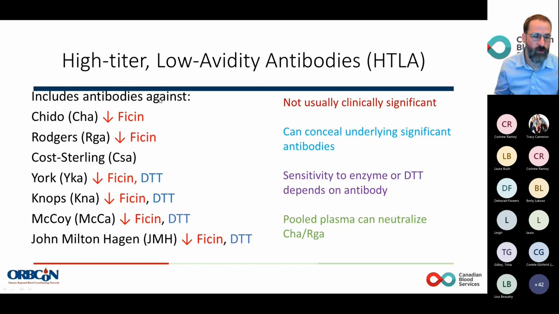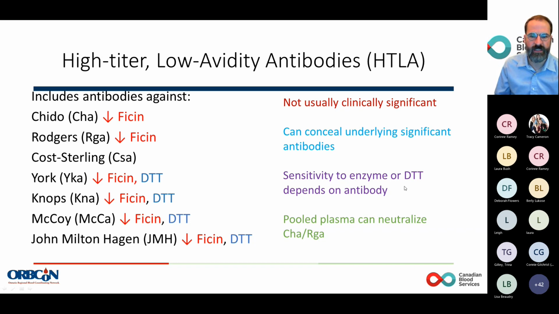There's a pretty big group of antibodies that behave this way. Some of the most common ones I've included here: Chido, Rogers, Cost-Sterling, York, Knops, McCoy, and John Milton Hagen. They're not, as a group, usually clinically significant, although none of these antibodies always follow all the rules. But in general, HTLA antibodies are not likely to cause a severe hemolytic reaction. They're problematic because they can conceal underlying antibodies. You might miss reactivity because these act like the autoantibodies in autoimmune hemolytic anemia, where you've got a panagglutinin, so you can't rule things out.